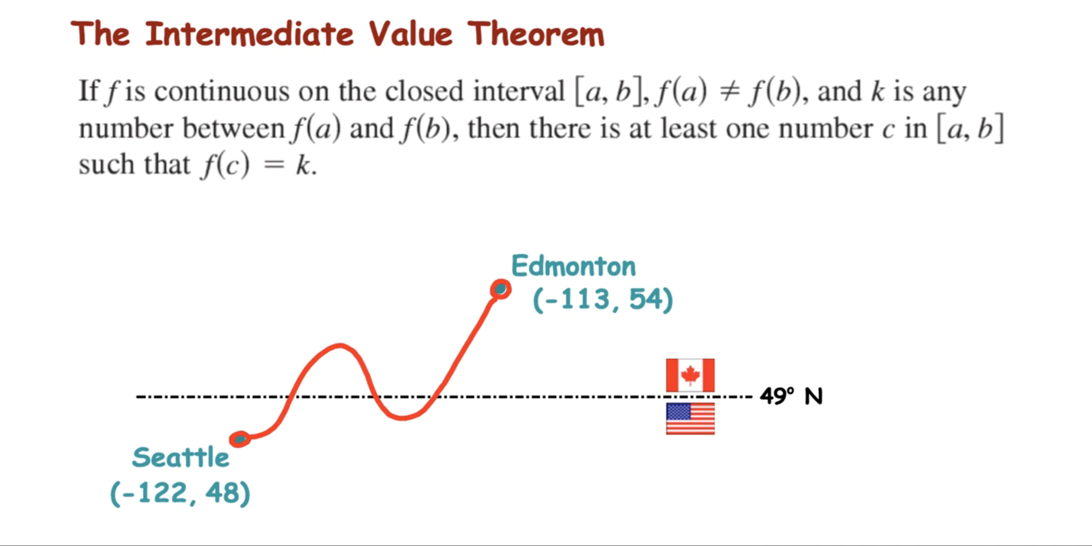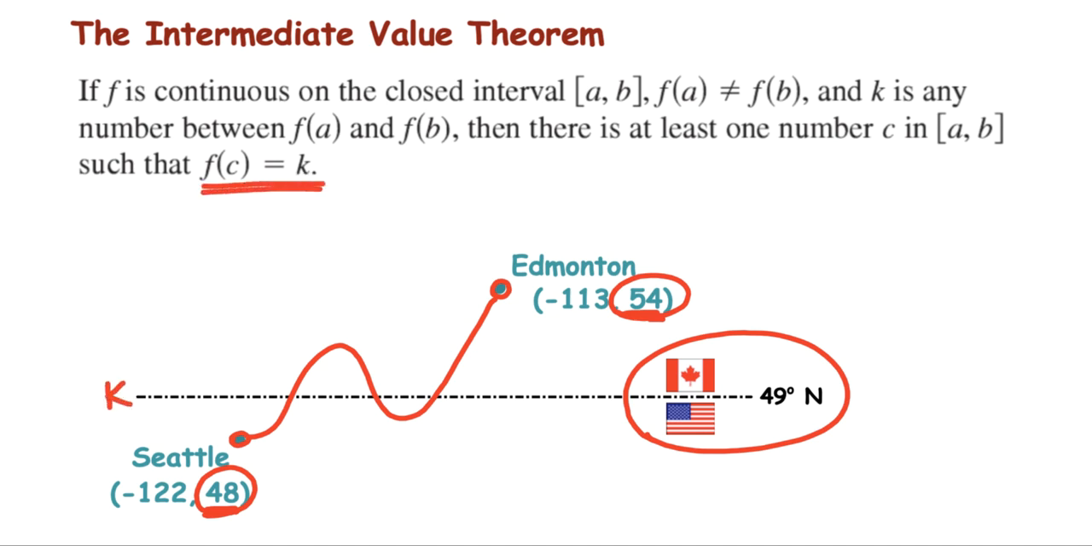And furthermore, if Seattle is at 48 degrees north latitude and Edmonton is at 54, which they are, I looked it up on the internet, and the international border is at 49, not only did you cross 49 north, but you crossed every latitude between 48 and 54 at least once. That's what the intermediate value theorem says. This line is y equals k, and you had to cross it at least once, somewhere between Seattle and Edmonton. Okay, so that's old news. We know that already, and we're going to go ahead and move ahead to the mean value theorem, which is today's lesson.